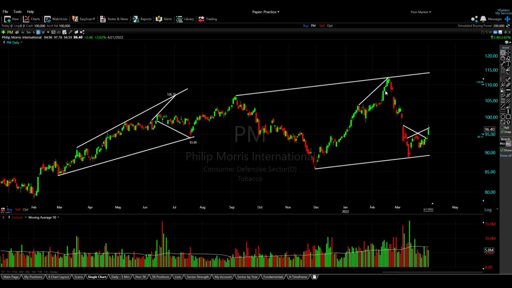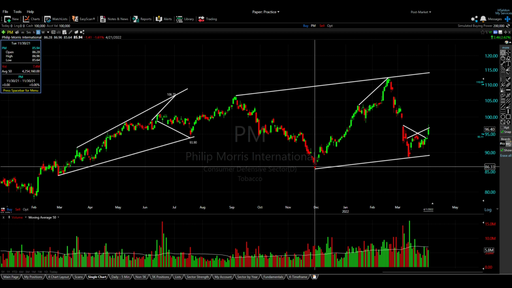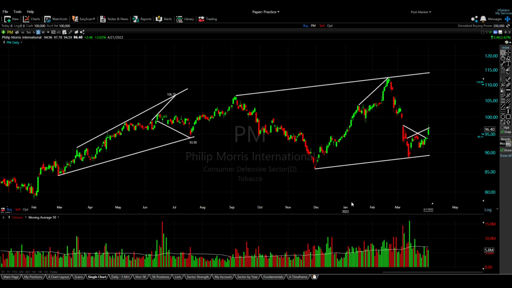Closes this candle. 108 all the way up to 111, $3. Here, 93 all the way down to 85, $8. See how that's working? What this does is it can create for you upper and lower bound price points on a stock that you set alerts on.